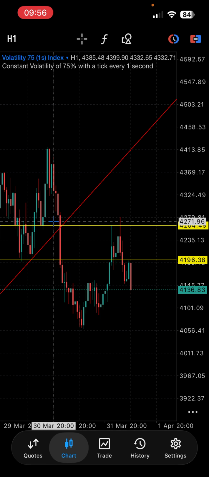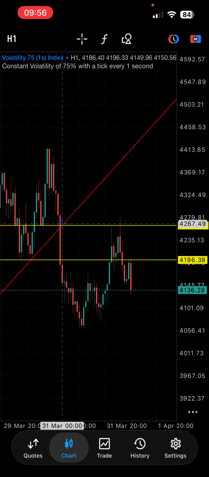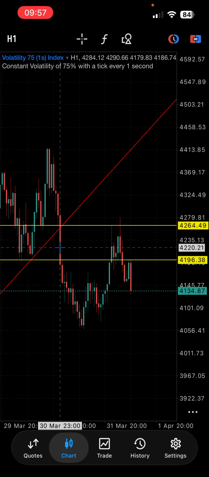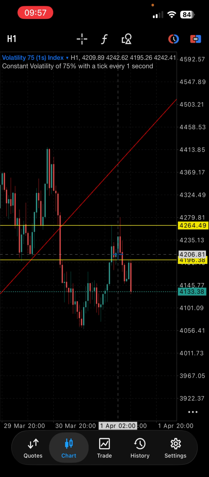This is the first candlestick. This is our second candlestick. Then this is our third candlestick. So you draw it from the low and the high of the third candlestick. So what do you do? Well, when will you sell actually? You sell when price comes back to your fair value gap.